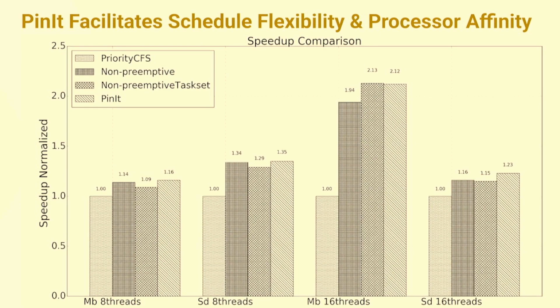We also compared PinIt against just non-preemptive scheduling and non-preemptive complete pinning. And we saw that PinIt, as required, gets the best of both worlds. It performs better than both. In the case of MediaBench on 16 cores, at least, it is at least as good as the best among the two. So this means PinIt allows for scheduler flexibility while disallowing unnecessary process migrations.